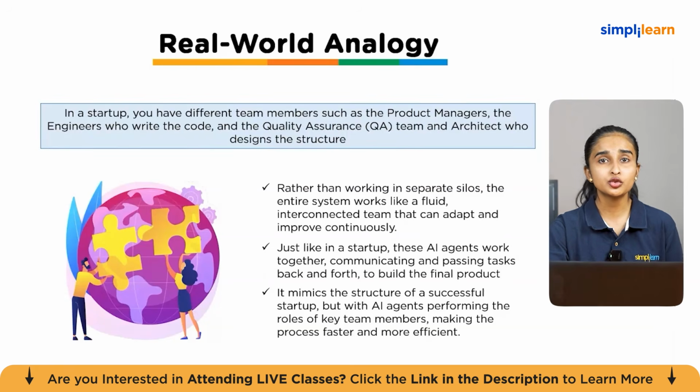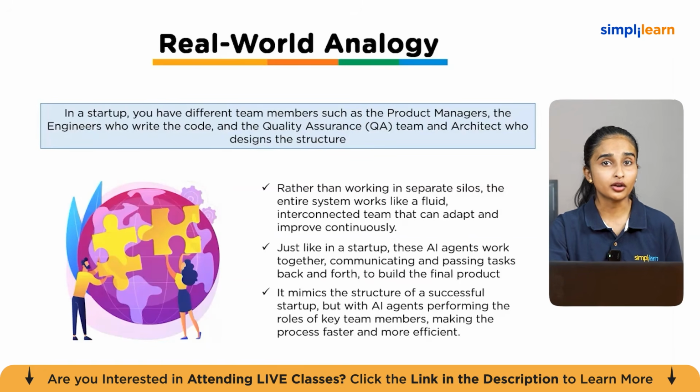In a typical startup, you have different team members filling specific roles such as a product manager who defines the vision, the architect who designs the structure, the engineers who write the code, and a quality assurance team which tests the product. In MetaGPT, each of these roles is filled by a specific AI agent that has its own specialized skills and knowledge. Just like in a startup, these AI agents work together, communicate, and pass tasks back and forth.